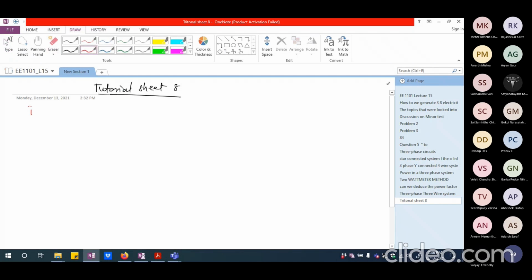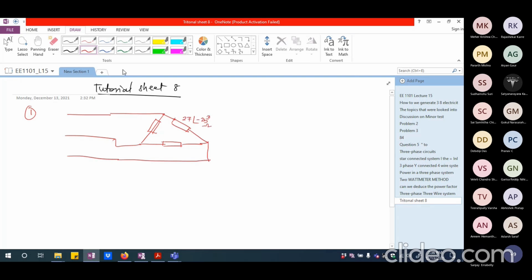So problem number 1. This is the three-phase line, let us say, and there is a delta connected load like this, and there is a star connected load. So this is one of the delta connected loads and the value given is 27 angle minus 25 degree ohm. This is what is given as the per phase load.